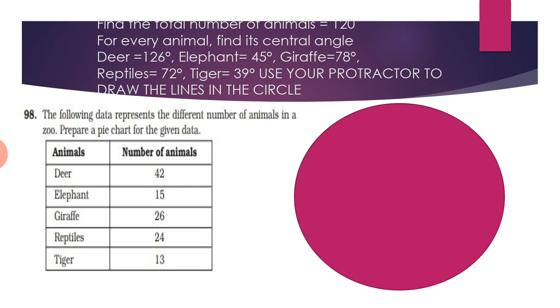Now using a protractor, draw the lines on the circle the way I have told you. Remember, you have to go clockwise or anti-clockwise. Deer, elephant, giraffe, reptile, tiger. This is the order. You cannot put different animals in different places. And then you can color according to your own wish. Okay? And this is question number 98 of the exemplar. Wherever you feel, you can always pause my video and do it. Alright? Please do it. Then only you will be able to understand it better.